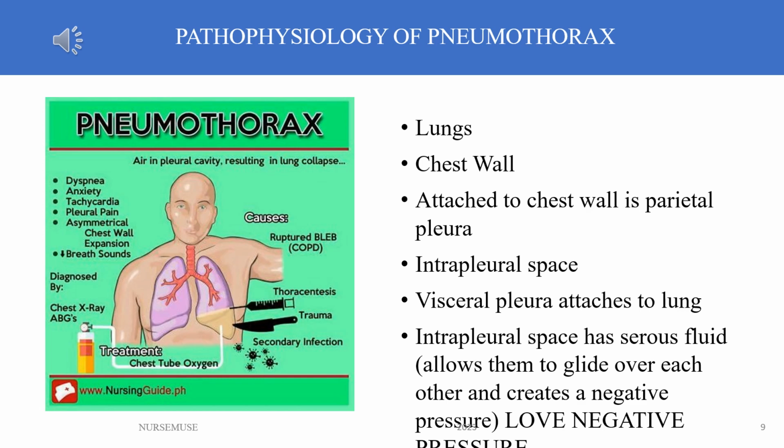This intrapleural space has serous fluid, so it allows them to glide over each other and create a negative pressure. The lungs love negative pressure. So negative pressure acts like a suction to keep the lungs inflated. Remember that the lungs love negative pressure, and the negative pressure acts like a suction and keeps the lungs inflated.